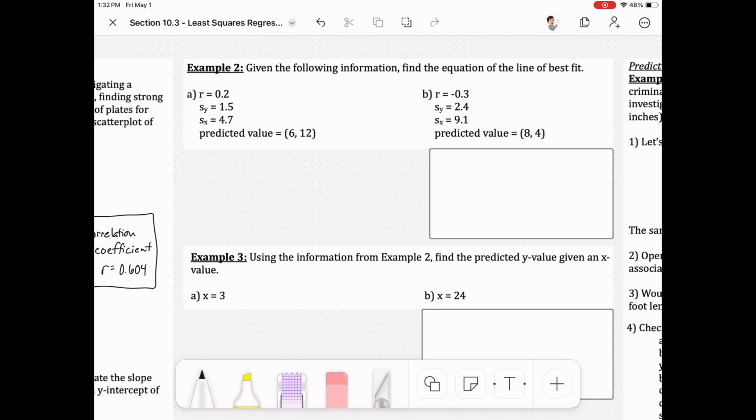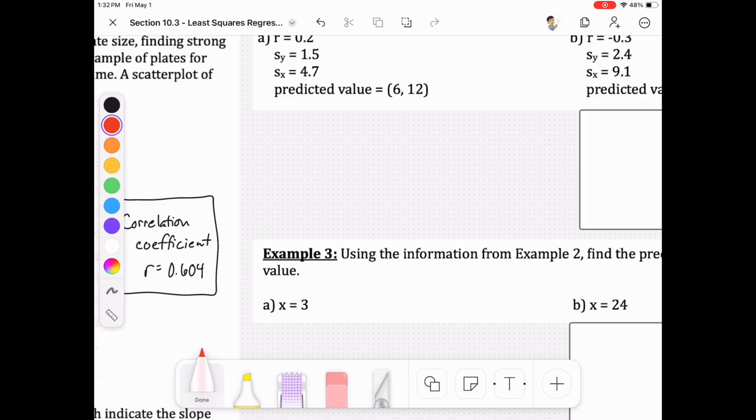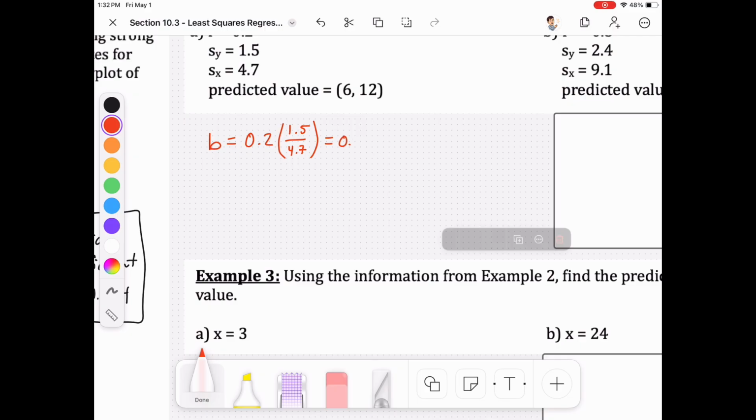In order to find my equation for the line of best fit, I will use the equation that we have on the right, where your slope is equal to your r value, the correlation coefficient, times the standard deviation of the y values, divided by the standard deviation of the x values. So I get 0.2 times 1.5 divided by 4.7 here. That gives me 0.064. And then from that and a predicted value, that will allow me to find my y-intercept, which is a.